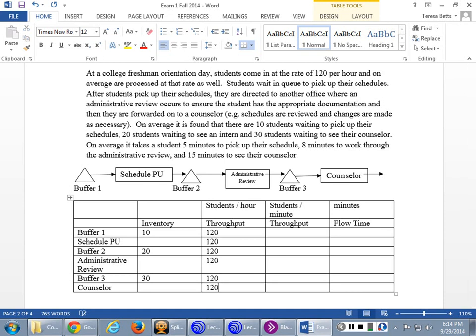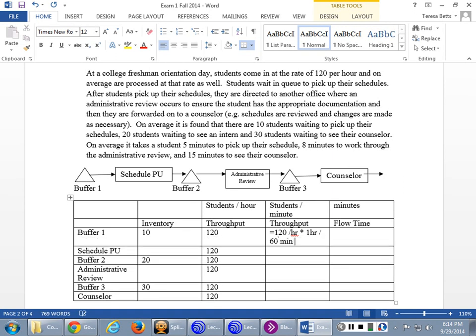And we have to convert that into students per minute. So if I want to convert 120 students per hour to students per minute, I'm going to take 120 per hour times 1 hour per 60 minutes. And that's going to give me 2 students per minute, right? So then everything becomes 2. So we have the throughput all the way through.